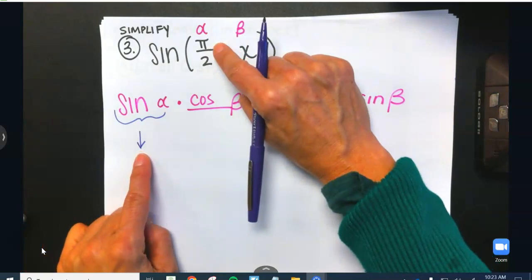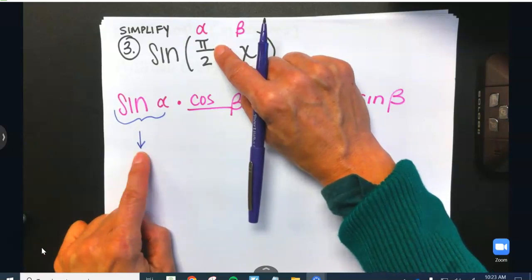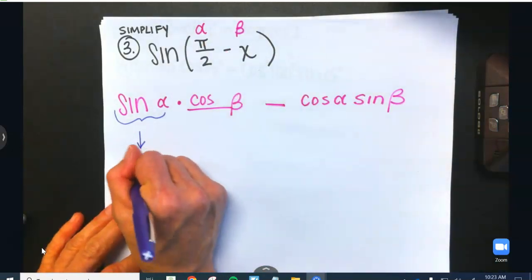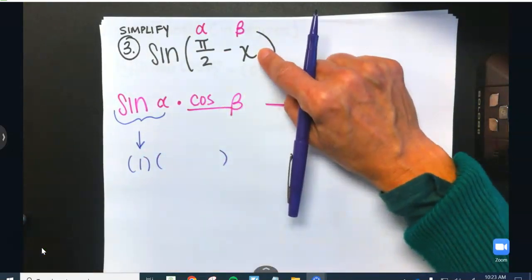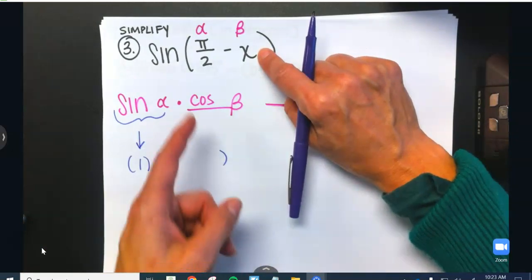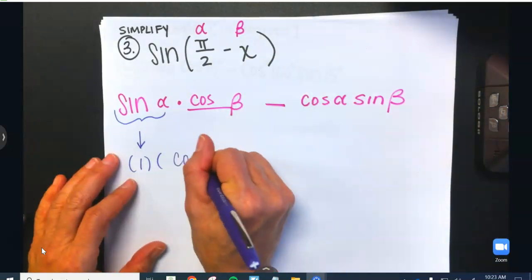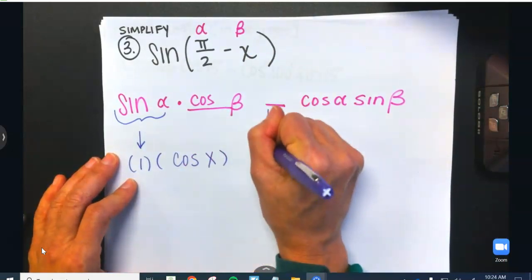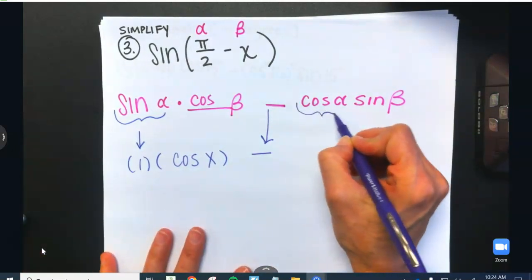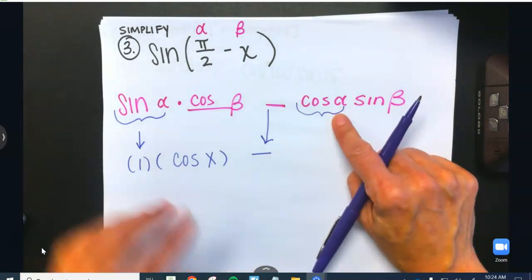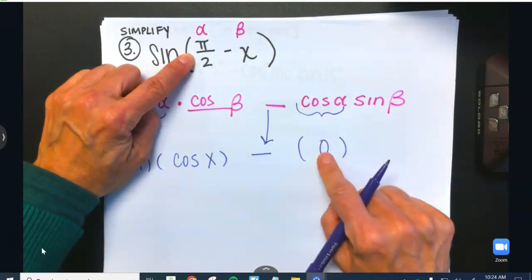Guys, y'all know the sine value for pi over 2. Remember, pi over 2 is at the top of the unit circle. So what is it? It's 1. Good. So let's put a 1 in there. We're going to multiply it by the cosine of beta. Oh, there's a variable. So all you can do is write cosine x. Bring down the minus sign. And let's take a look at what's going on over here. Cosine of alpha. Cosine of pi over 2. You know that. What is that? It's 0. It's at the top of the unit circle.